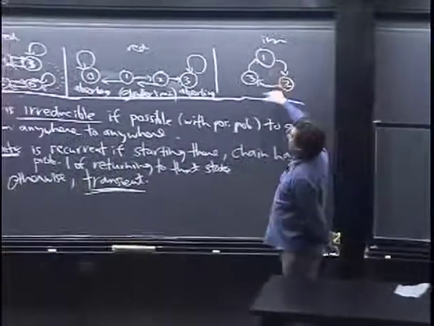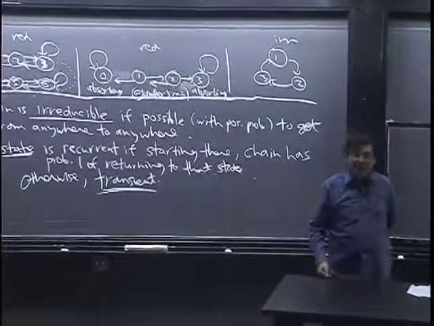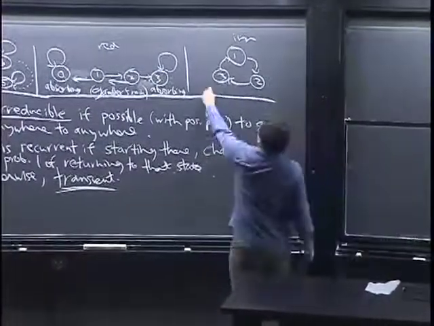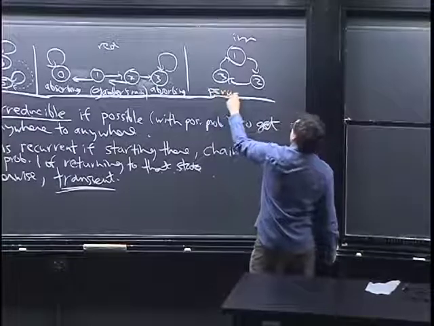Okay, so this one, everything is recurrent, okay? But it still has this kind of periodicity. So this one would be called a periodic chain.